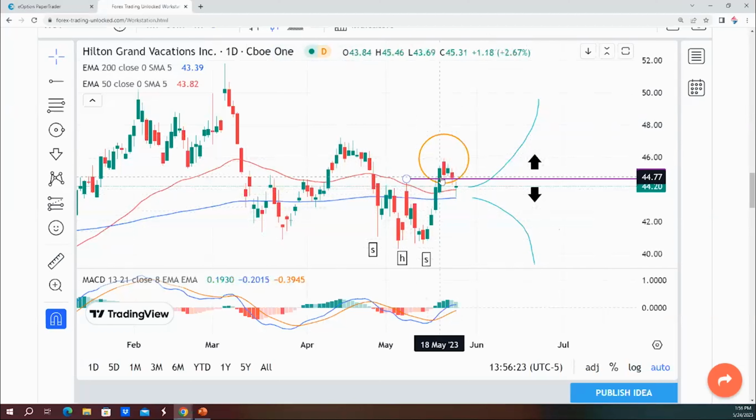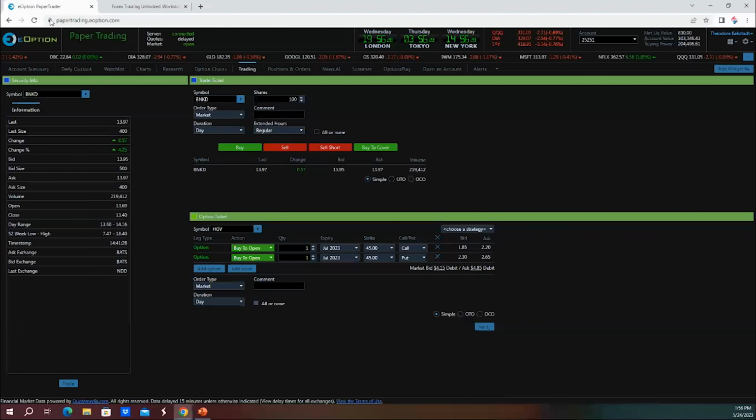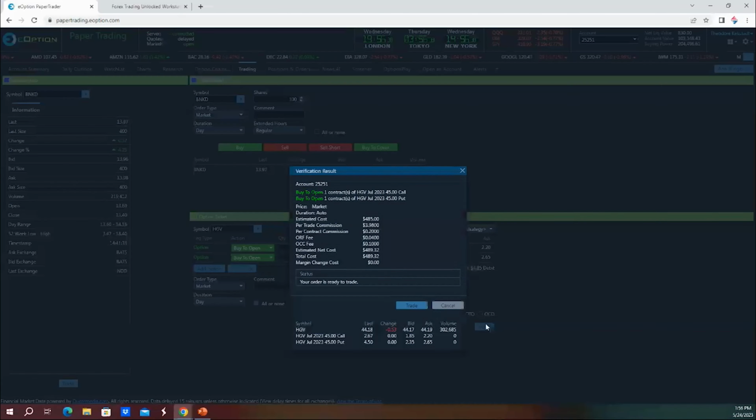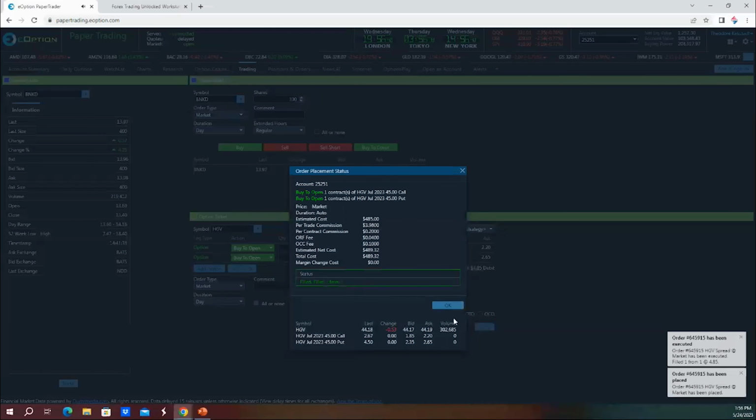This is where we use the $45 strike price because that's just above where the market is at right now. So we have buy to open July 23, strike price 45 call, and the same thing as buy to open July 23, 45 strike price put. We verify it, we put the trade on, and there we go.